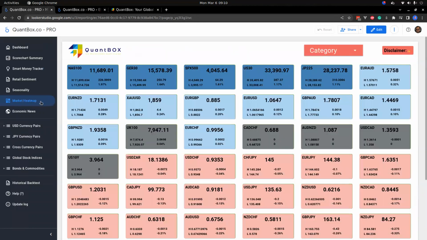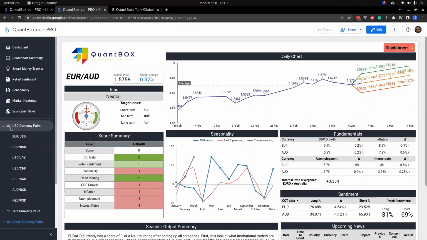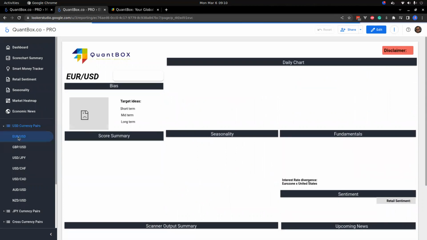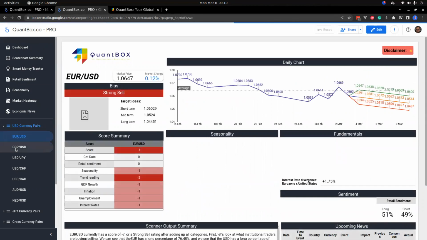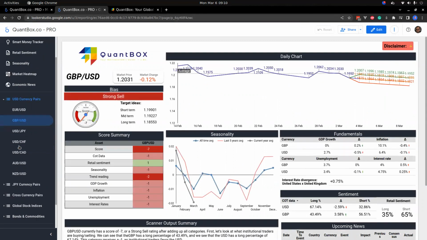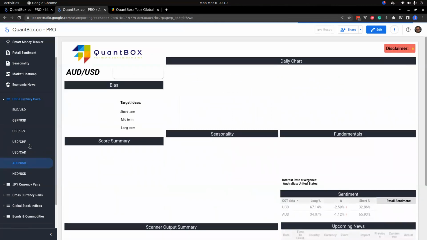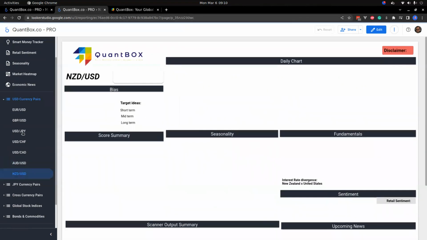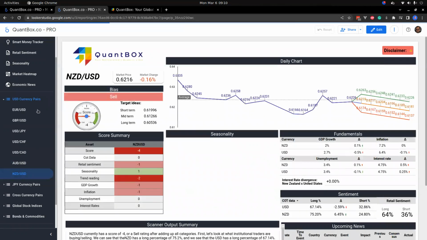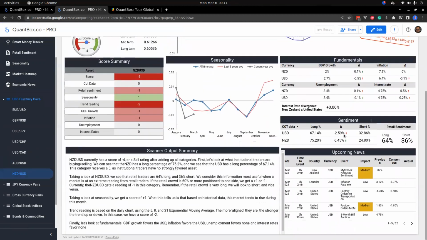Now, what's nice as well is that if you wanted to just go through the currencies on the left-hand side, you could have a gander at all your dollar pairs. Euro dollar currently is strong sell, pound dollar currently is strong sell, USD CAD is currently a strong buy, Aussie USD is currently a strong sell, and Kiwi USD is currently a sell. So you can see we're bullish on dollar across the board, which makes total sense. You could then analyze the fundamentals and have a look at the sentiment and all that kind of stuff.